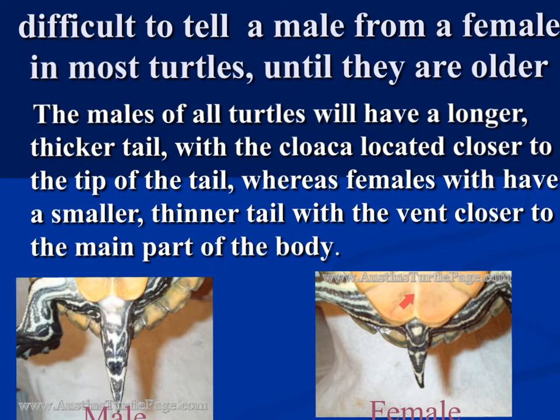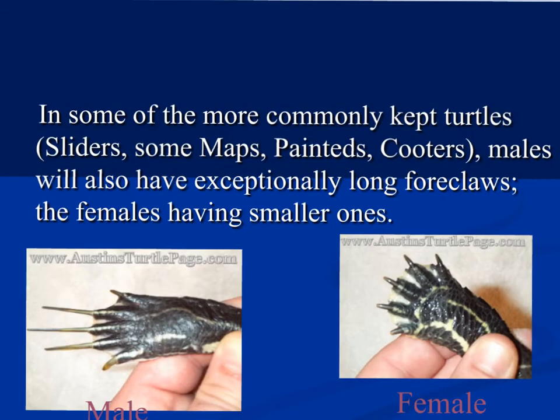Another thing you can tell is the plastron here. The plastron on the male turtle is going to be more concave, and on a female it is not going to be concave, and that's for mating purposes. And then in some turtles you can also use their feet, and you can tell by looking at their feet and their claws whether or not they're male or female. In those cases, that's going to be like the cooters or the painteds or the sliders, which are common turtles that are kept in captivity as pets. The male foreclaws are going to be much longer, and the females are going to be much shorter.